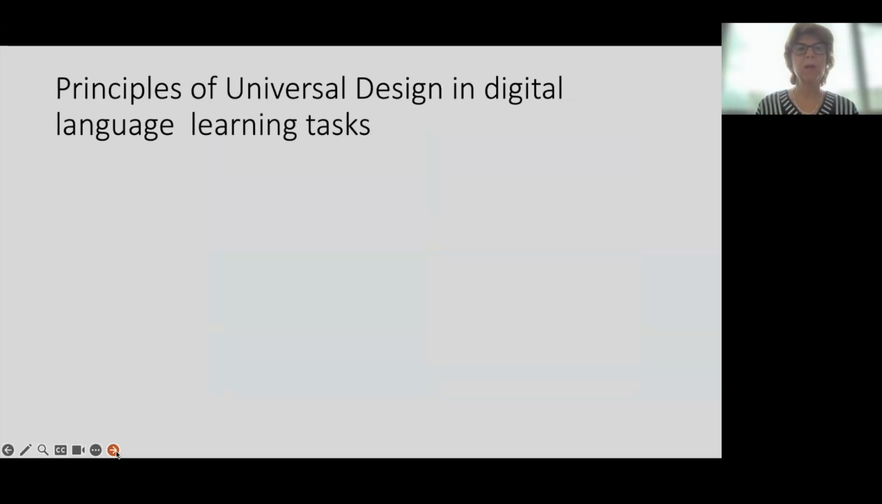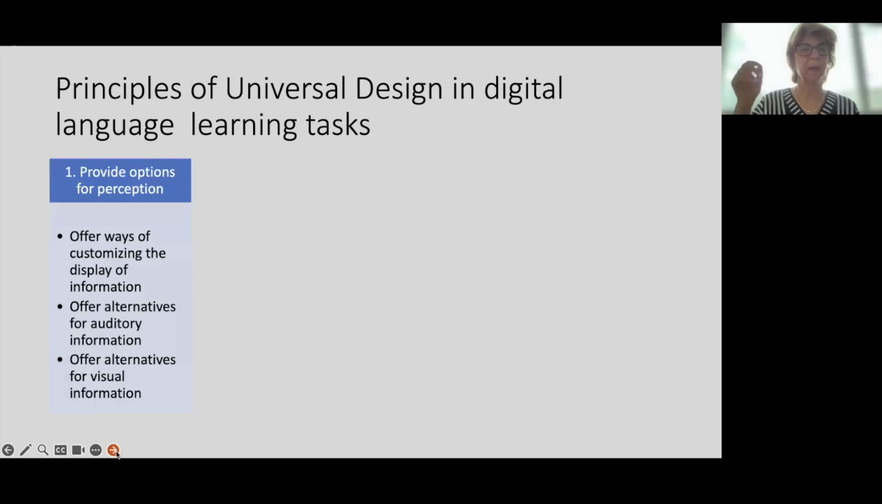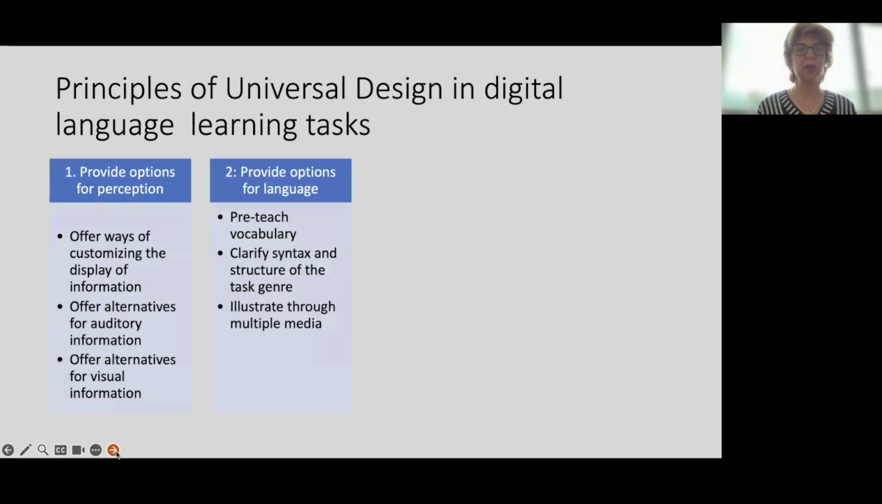And if you remember when I talked about the benefits of digital inclusion, it included self-regulation and so on. So what are some of the features that we need to consider when we design a language learning task? Providing options for perception. For example, offering ways of customizing the display of information. So how do we display information? Can we do it in multiple ways? Offering alternatives for auditory information, so you can also see what is being said. Offering alternatives for visual information, hearing and seeing at the same time, so that if you have students with impairments in one area, they can use it.